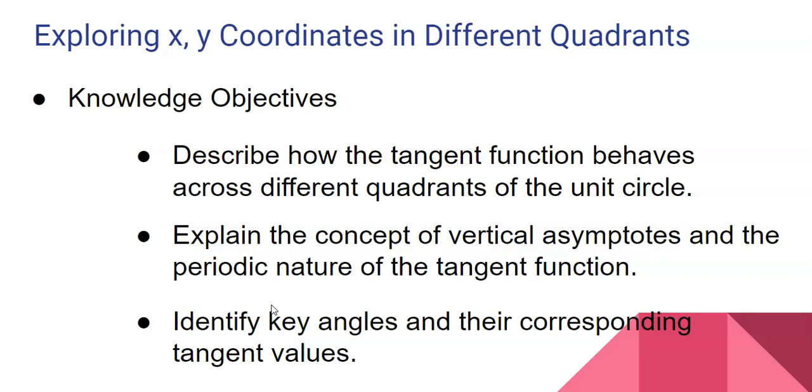Here are the objectives. Describe how the tangent function behaves across different quadrants of the unit circle. Explain the concept of vertical asymptotes and the periodic nature of the tangent function. Identify key angles and their corresponding tangent values.